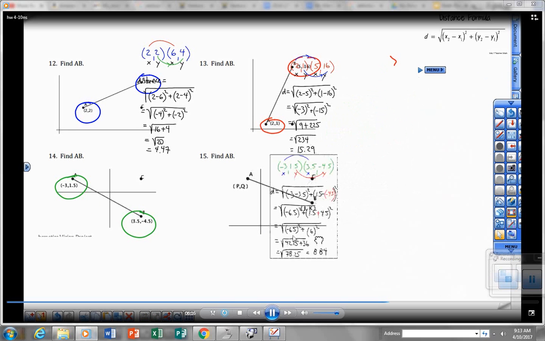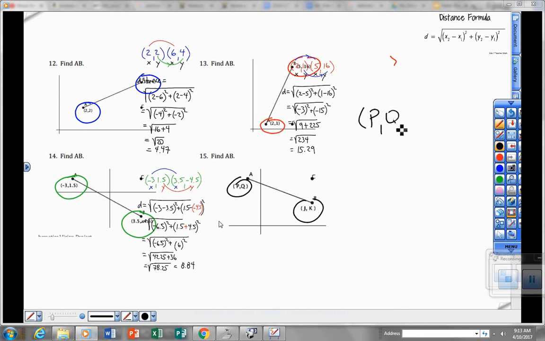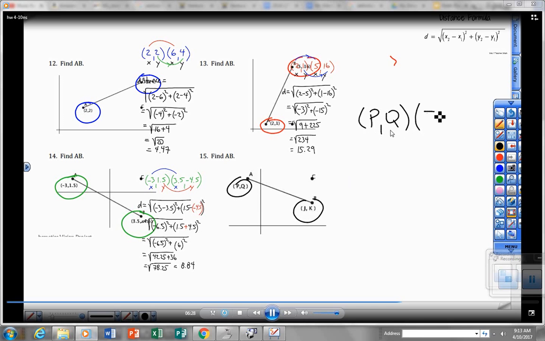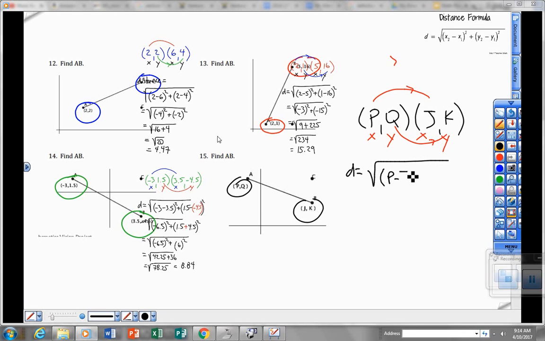All right, last one, dealing with just letters and then the FOIL process, which is a Math 2 concept, which I'm going to show you a little bit of. Point PQ where X is P and Y is Q, and the next point, the second X is J, the second Y is K. So I'm going to label those X, Y. I'm going to pair up the two values subtracted for X's and the two values for Y. That gives me the square root of P minus J squared plus Q minus K squared.